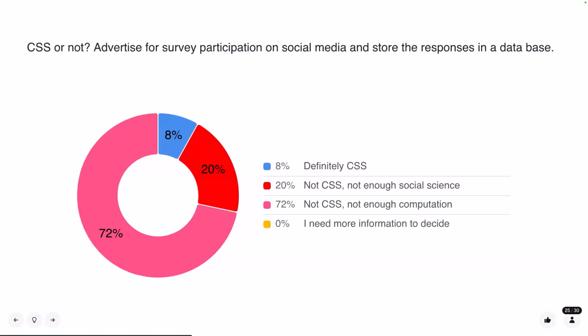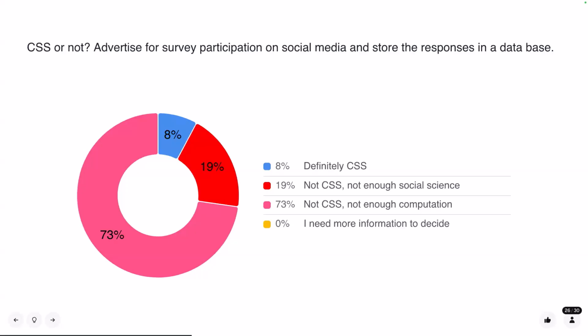So let's see. Also interesting that 20% of you said that there's not enough social science here. And that's completely valid too, because we don't know what research topic this is focusing on. So it could just be collecting responses about participants' weight and height, for instance. And again, that could be similar to that first question that we had on scanning historic recipes, right? Because we don't know what the purpose is of doing that. It's not specified in this question.